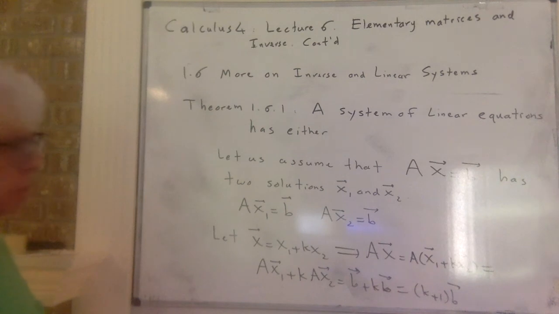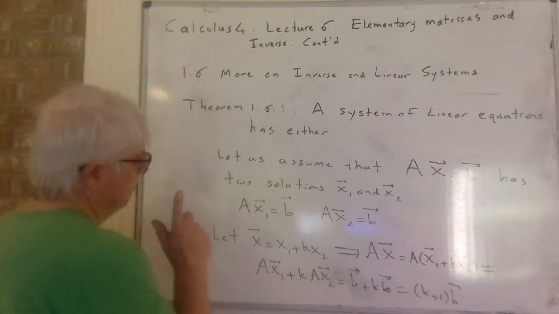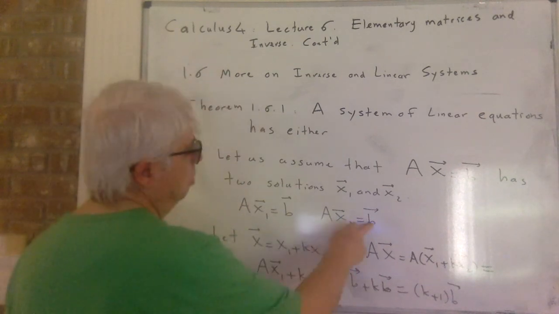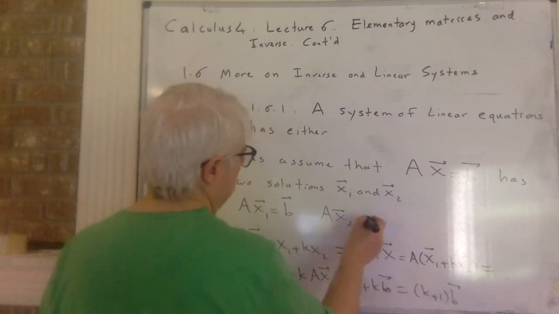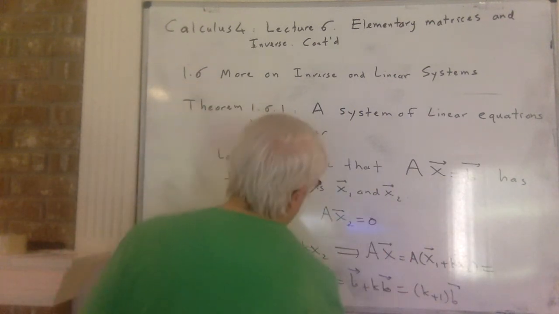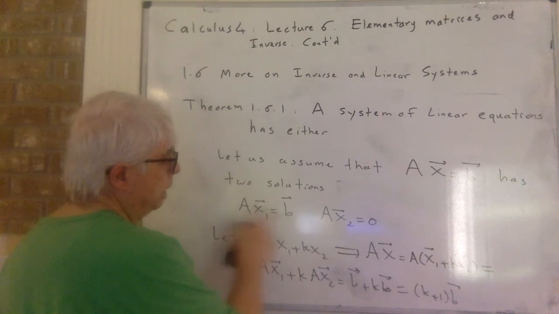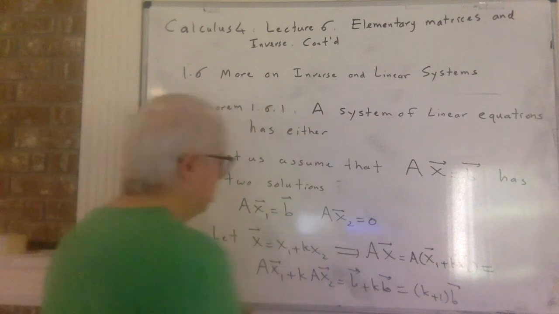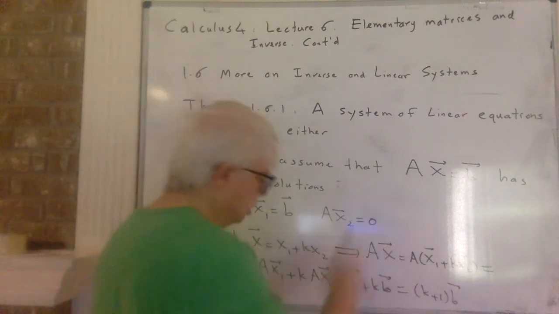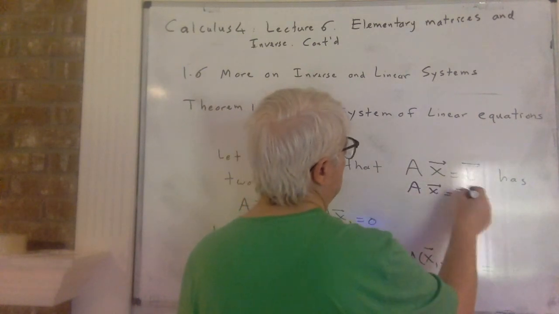But what if I do this? Instead of writing b here, let's write 0. So in fact, these are not two solutions. One of them is the solution to Ax equals b. The other one is the solution to Ax equals 0, right? So x1 is the solution to this, and x2 is the solution to this.